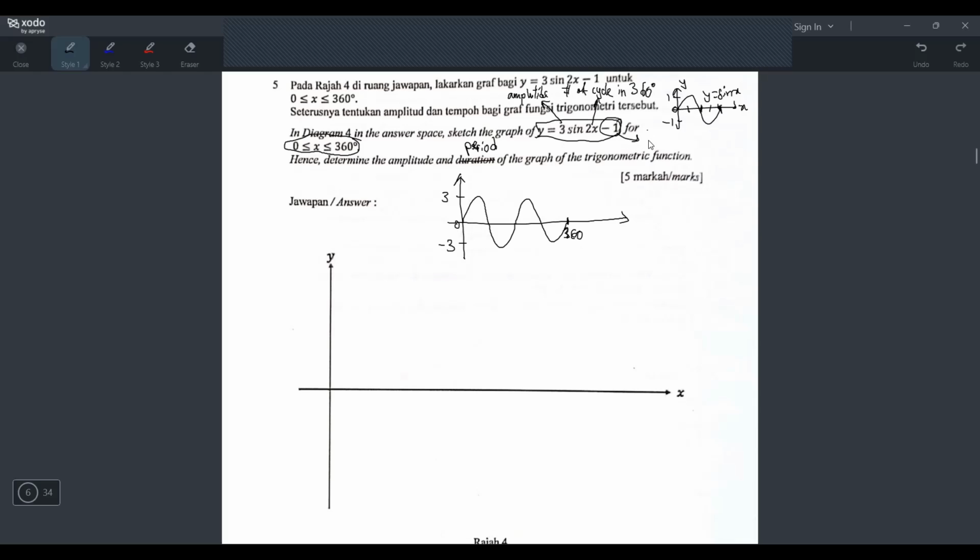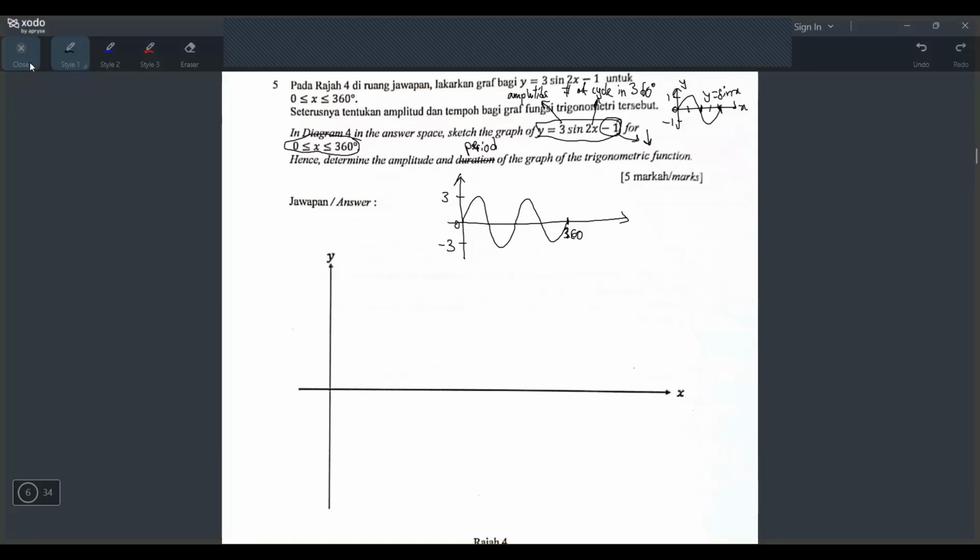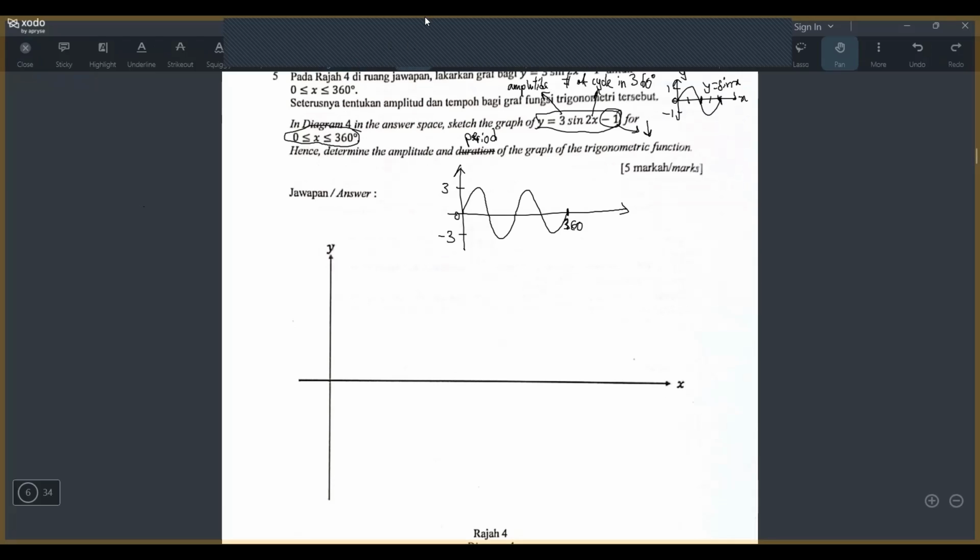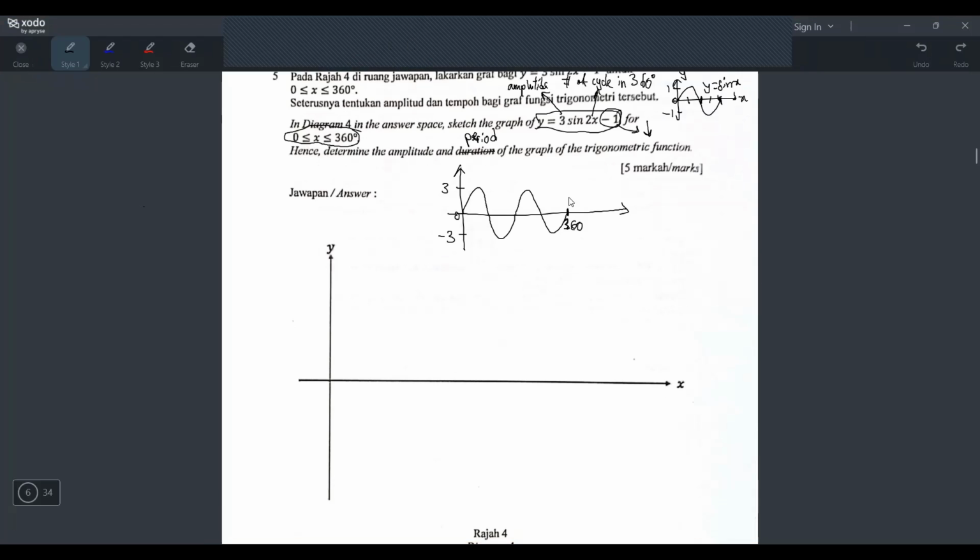The -1 here, it means shift downwards. Okay, so the whole graph here means, the -1 here means have to shift downwards, right? So the whole graph shift downwards. So when you shift down, what will happen? It means here you have to -1, -1, -1. So what is 3 minus 1? 2. What is 0 minus 1? -1. -3 minus 1? -4.